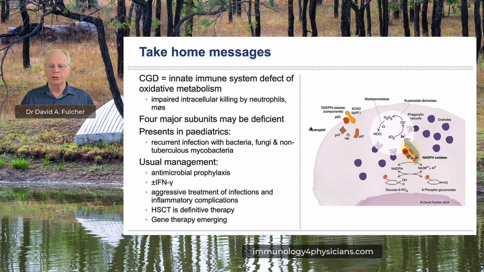Remember that 4 major subunits may be deficient. One is on the X chromosome, all the others are autosomal recessive. They present mostly in pediatrics, but some can turn up in adulthood with recurrent infections with bacteria, fungi, and non-tuberculous mycobacteria. And the reason to remember that is they are typical of innate immune defects. So we divide immunodeficiencies into 4: B cells, T cells, innate defects, and complement defects. And you should know exactly the sort of spectrum of infections to expect with each of those 4 pillars of immunity.